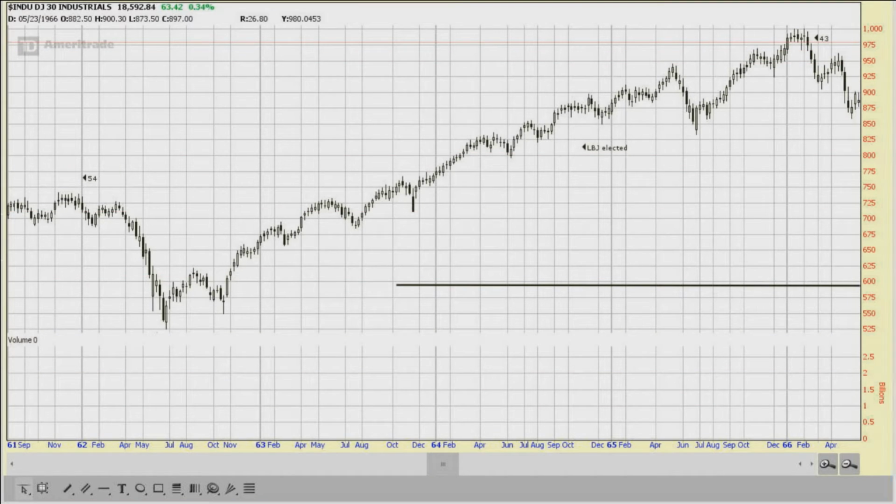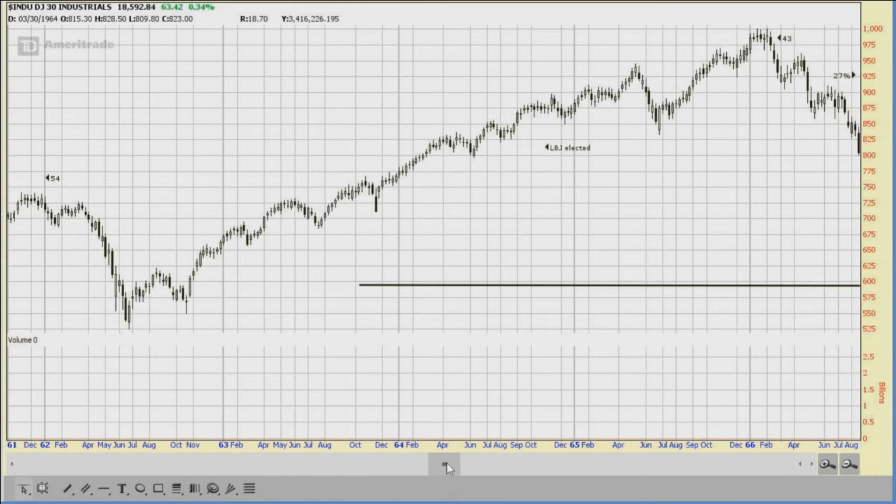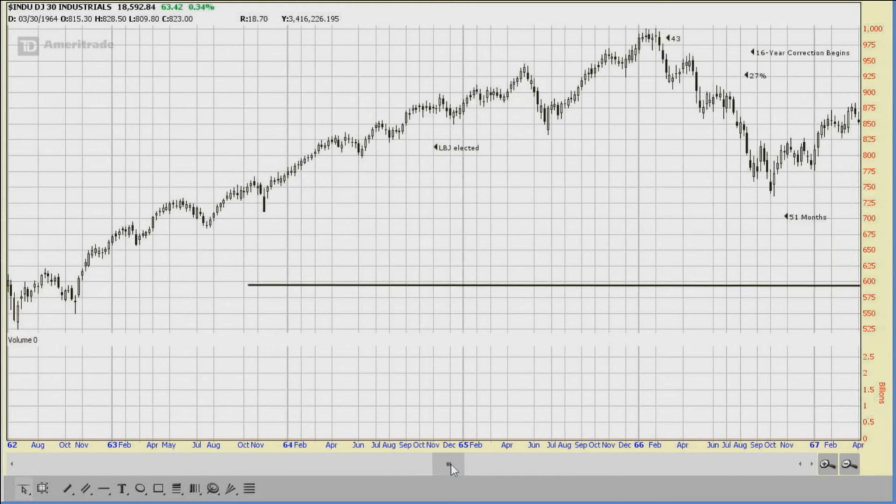Go to 1964, and you can see LBJ elected. Not much correction in there, right? Actually, there was almost nothing, a tiny one right there, and then a post-election decline. Not very big, and it didn't last very long, just 2-3 weeks. So that's when LBJ was elected in 64.